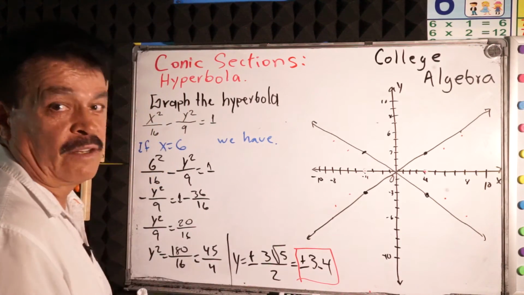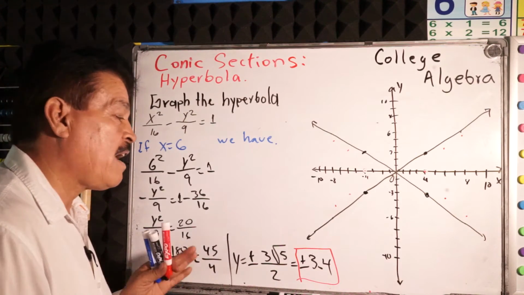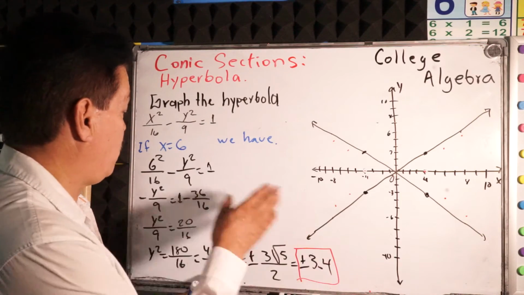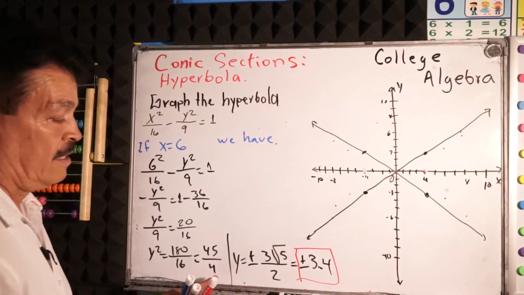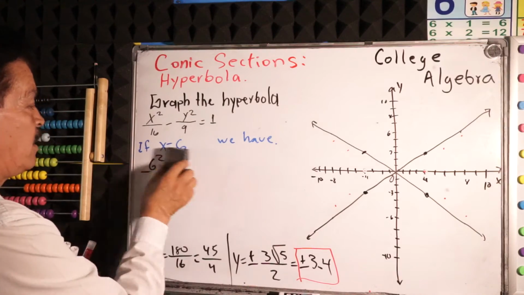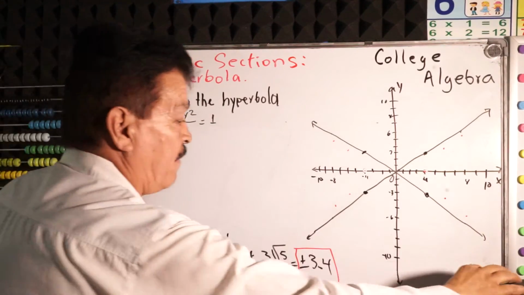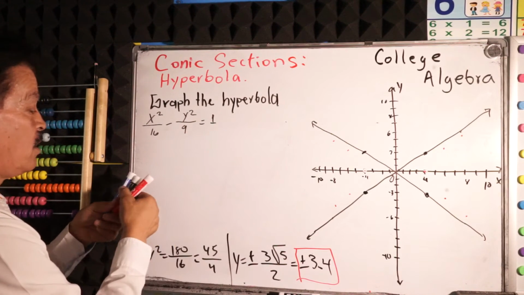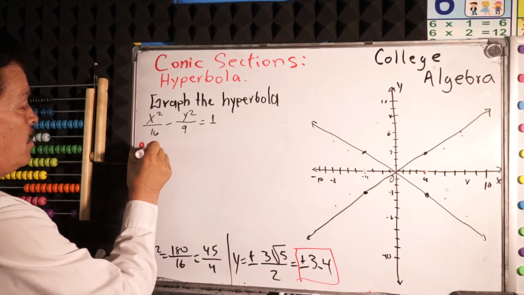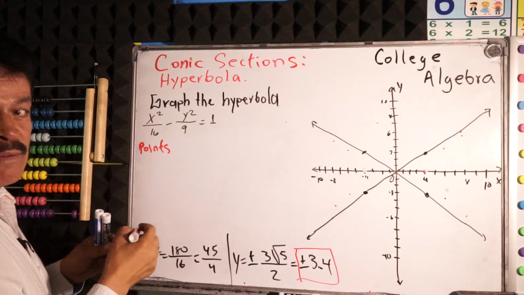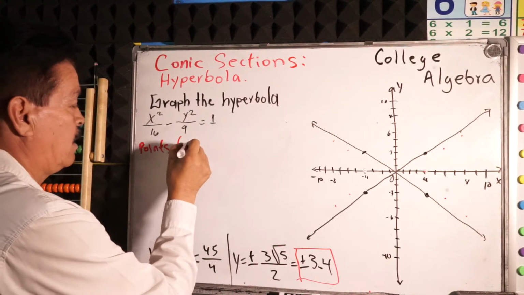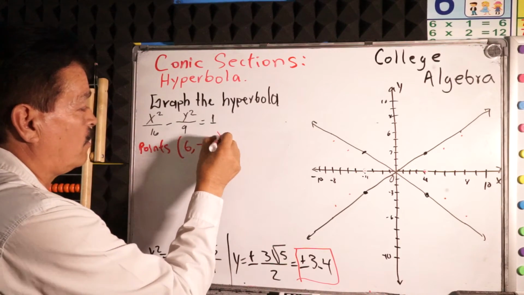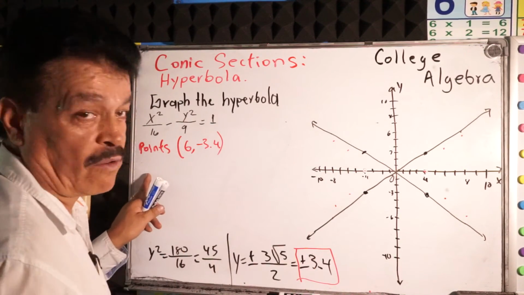Looking for that point, that's the graph. Now the graph includes the points. We have this point 6, 3.4. So this is the point because we're looking for another point.